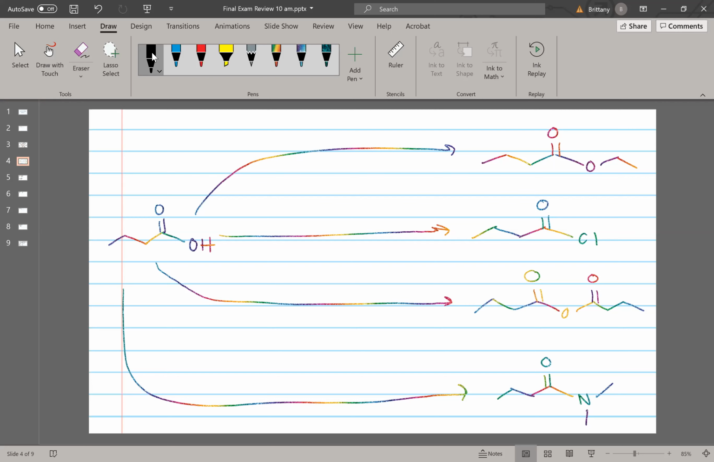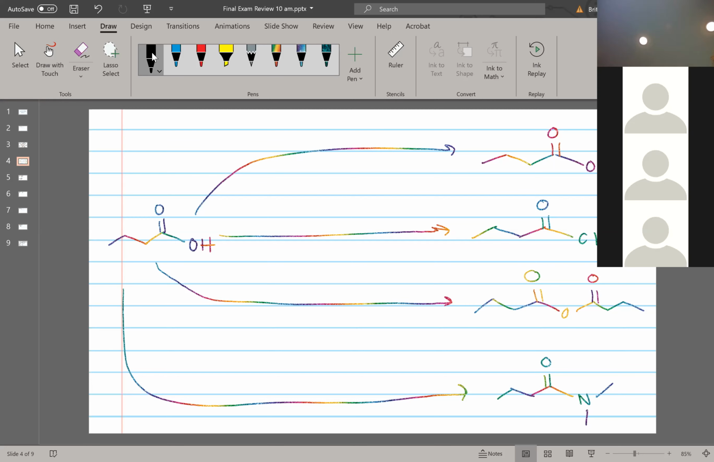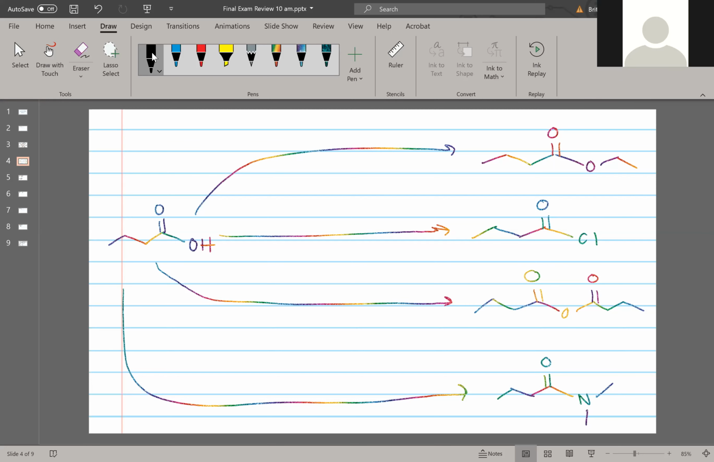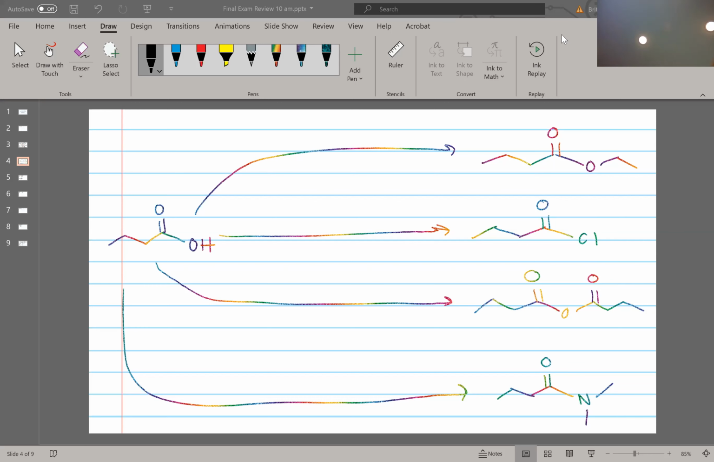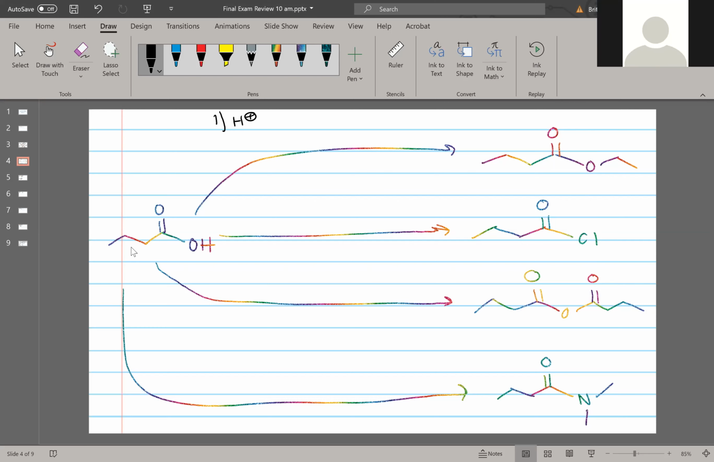Isn't that one where it's either an acid or a base? Fischer esterification is done in acid usually. Emily is suggesting acid, so yeah, we definitely want acid. What else do we need with the acid to make this happen? An alcohol. So which alcohol are we going to use? Ethanol? Yeah, we're going to use ethanol.